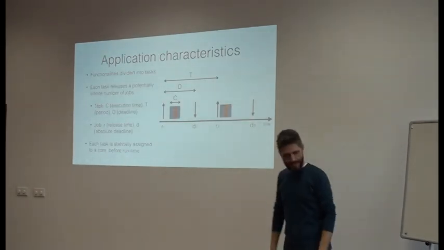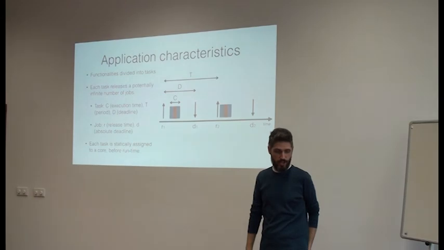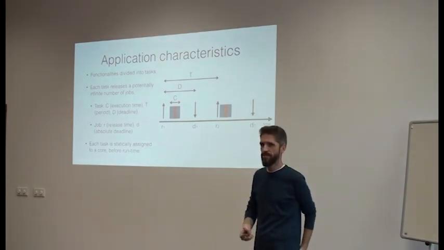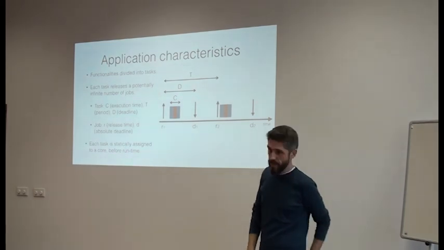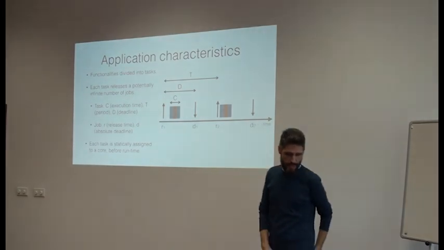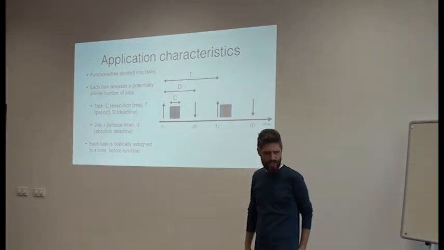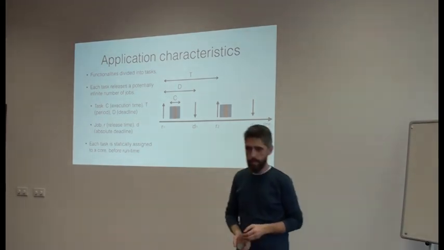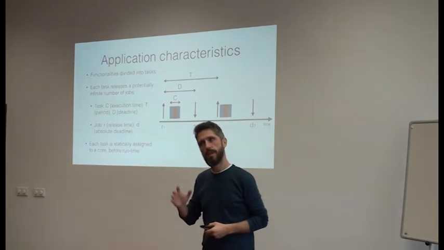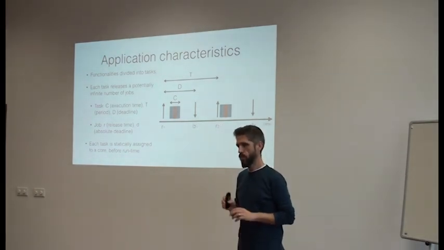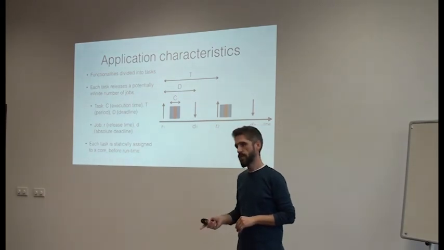Okay, application characteristics. Functionalities are divided into tasks. Each task releases a potentially infinite number of jobs. This is not new for most of us, I believe. A task has an execution time, a period, and a deadline. And a job has a release time and an absolute deadline. And each task is statically assigned to a core before runtime. So we are assuming a partitioned approach. Once a task is assigned to a core, there is no way to move this task to another core.